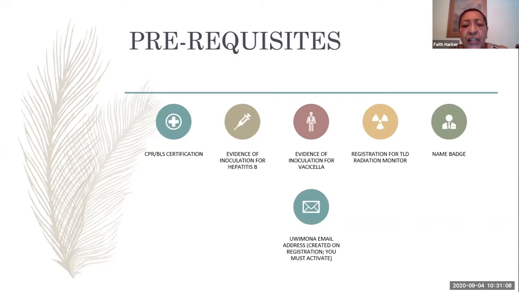You will need to activate your UE email, and I'm very, very persistent about this because this is the way the UE Mona communicates with its students, not the way I communicate with you, but the way UE Mona communicates with its students.